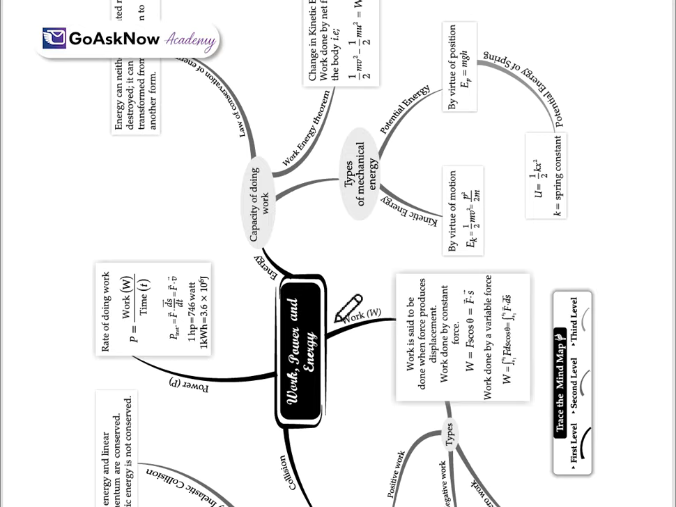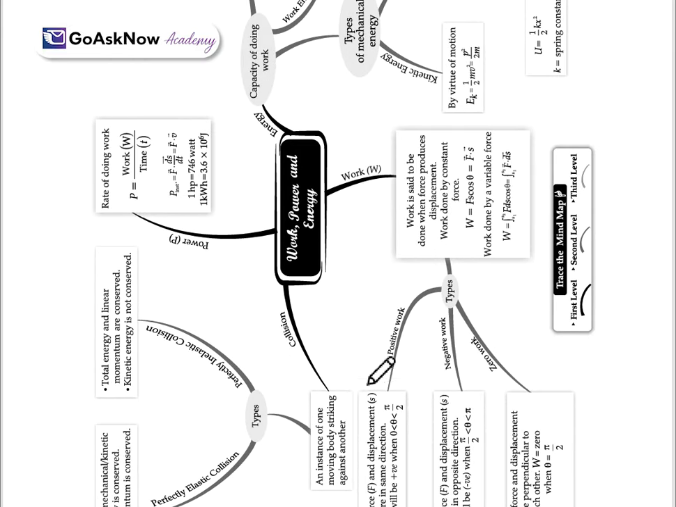This page is representing what we are going to study in the whole chapter: work, power and energy, capacity of doing work, types of mechanical energy, work, power, collision, types of work, positive work, negative work, zero work. All these topics we are going to cover in this chapter.